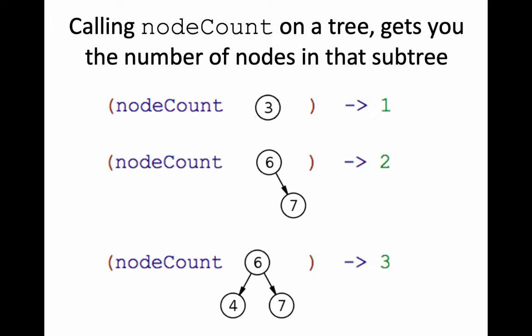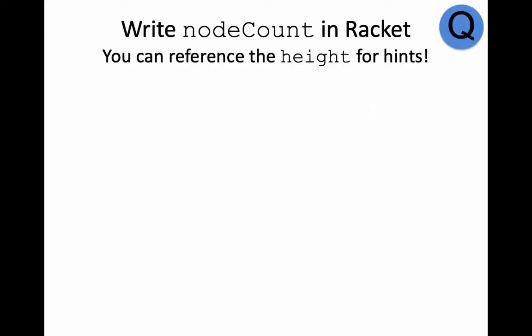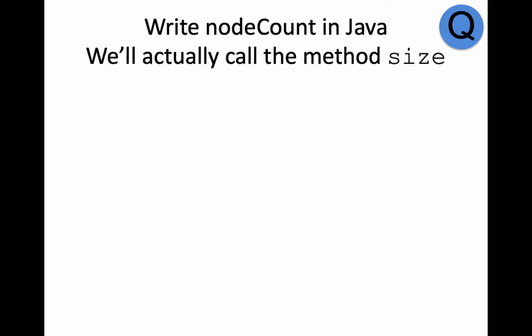Here are some examples, sort of conceptual examples for us. So I want you to pause it, and you're going to write node count in Racket. And you're welcome to reference height for this. And I want you to write node count in Java, and actually you're going to call the method size here.